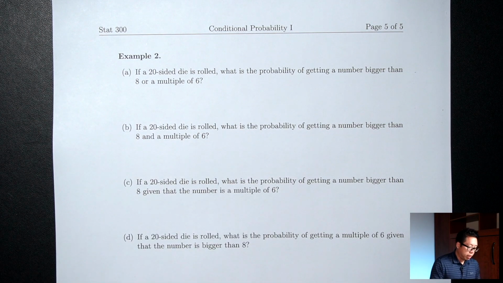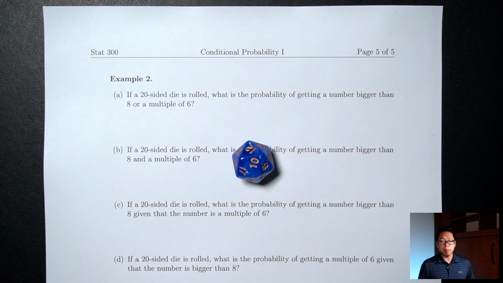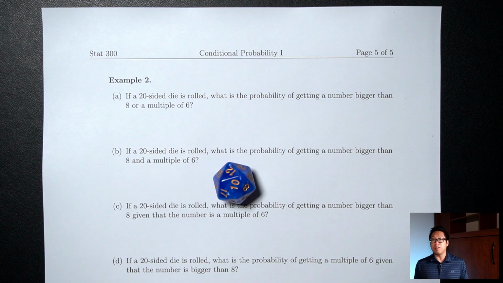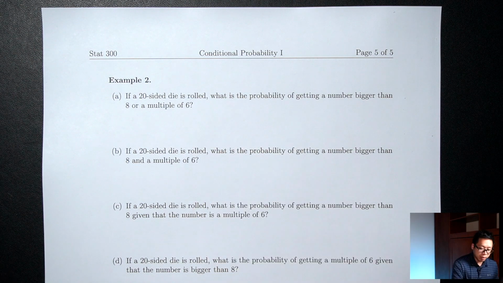So part A, if a 20-sided die is rolled, what's the probability of getting a number bigger than 8 or a multiple of 6? When I roll this dice, let me list out the sample space. What are all the different numbers I can get? This is a 20-sided dice, which means I can get 1, 2, 3, 4, all the way up to 20. Let me list that out.